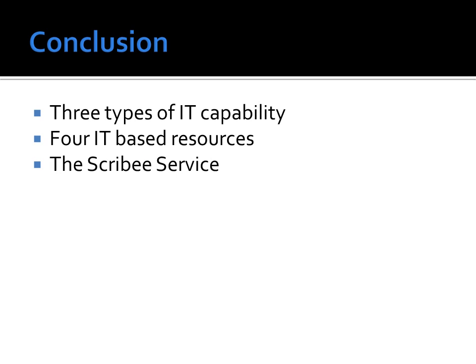And so that brings us to the conclusion of this presentation. We went over the 3 types of IT capability, which are competitive, dynamic, and value. We went over 4 IT-based resources: IT infrastructure, IT business experience, IT relationship resources, and IT human resources. And I described to you what the Scribee service is about.